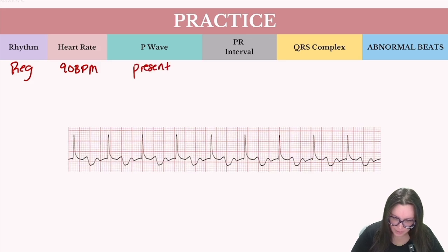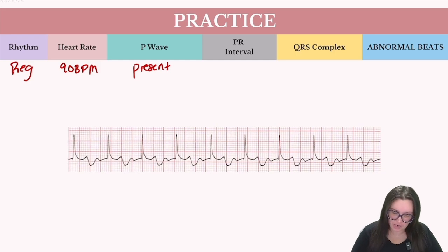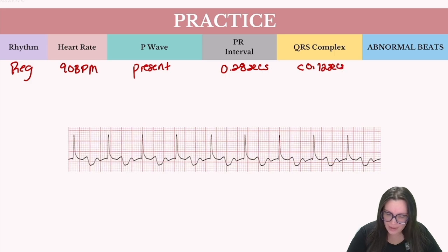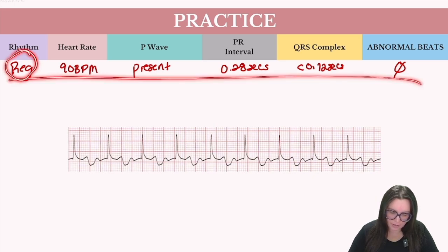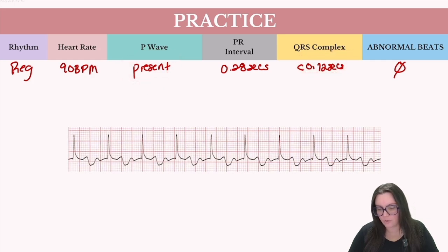Well, what's happening with these P waves? If I was to measure this out, you can see that this PR interval is very long, right? It's much longer than what we saw originally with our previous practice question. So this is approximately 0.28 seconds. Our QRS complex, looking at it, does appear to be narrow and normal, so I would say it's less than 0.12 seconds. And do I have any abnormal beats? I absolutely do not. So what do I have here? I have what looks to be a regular rhythm, 90 beats per minute. P waves are present. I have a nice narrow and normal QRS complex.